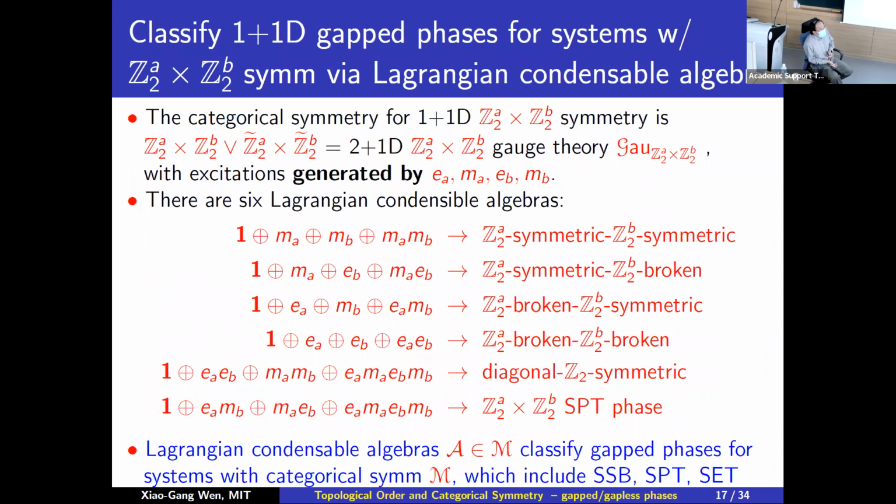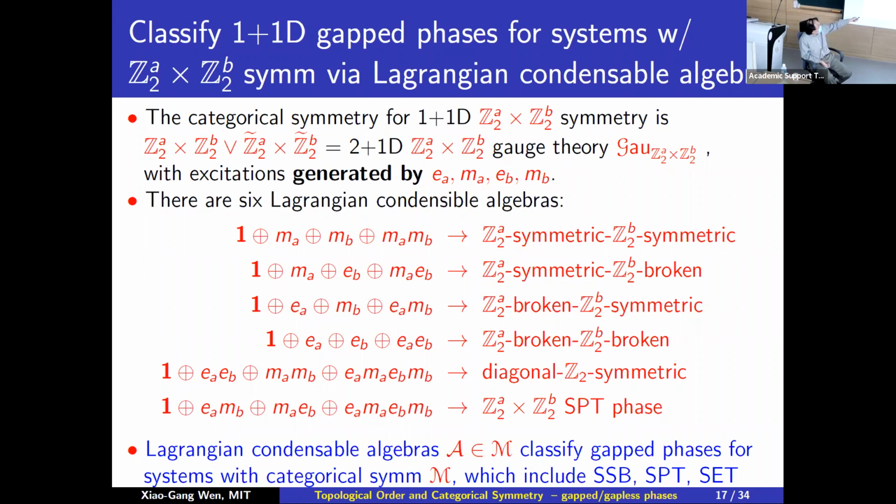In this example, we have Z2A and Z2B, two Z2 symmetries, like two toric codes together. So we have EA, MA, EB, MB, generating the charge and magnetic flux in a toric code. Then we can have all the condensed modules. For example, we can condense all the flux: we condense MA, MB, and their combination. Then the charge is not condensed.